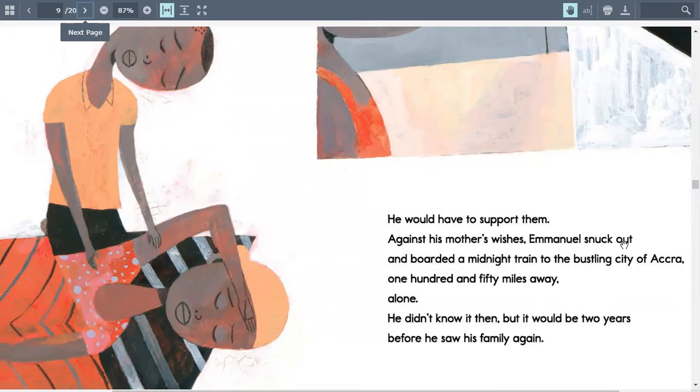And I wonder how he felt going to a whole new city alone. I wonder if he was scared, if he was afraid, and if he felt lonely because he had to go.